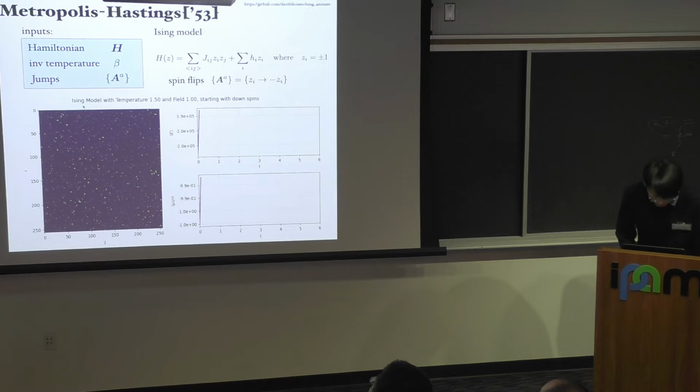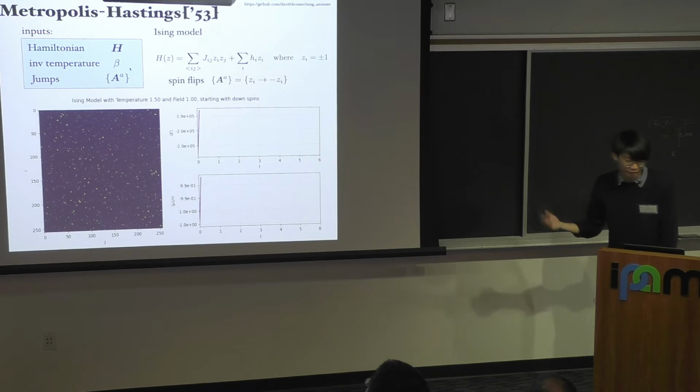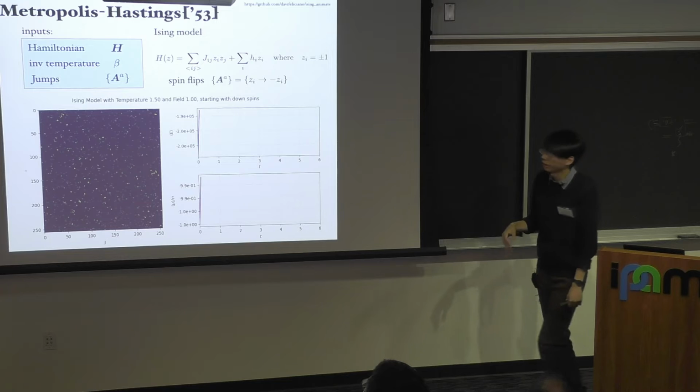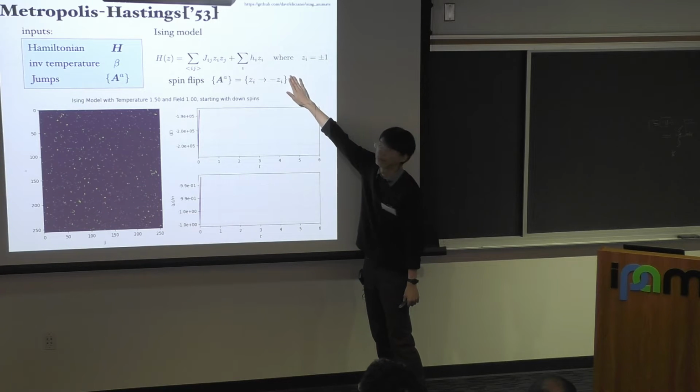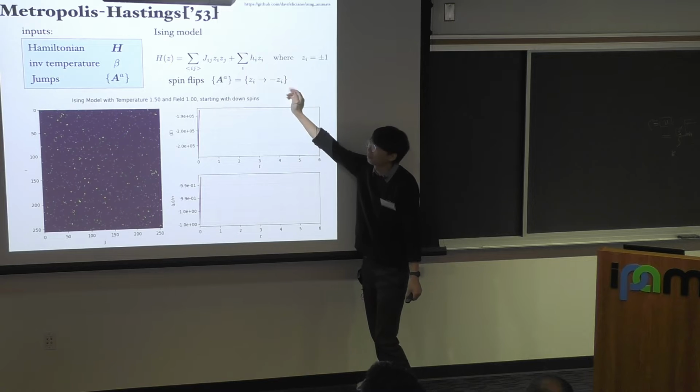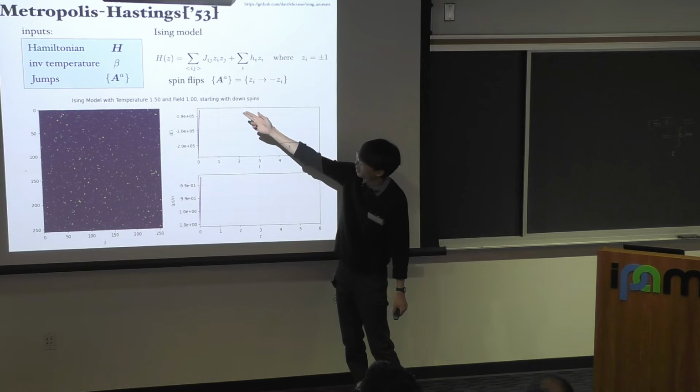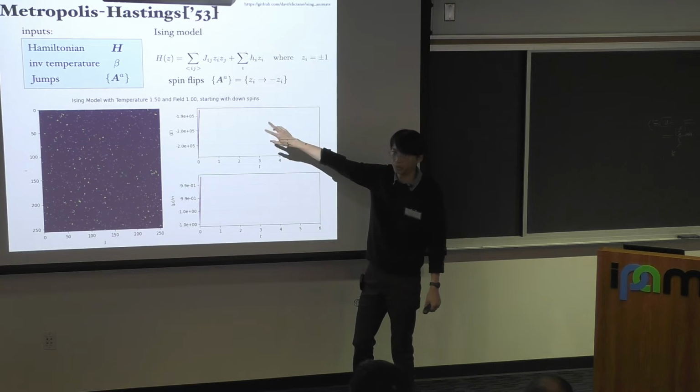So let me just end this quick review by showing the Metropolis Hastings algorithm. So this algorithm has been run for a very, very long time. People still use it. And as a user, all you need to do is to choose a Hamiltonian, for example, like Ising model. You can choose whatever parameters you like. And you choose an inverse temperature. And then you choose a set of jumps.